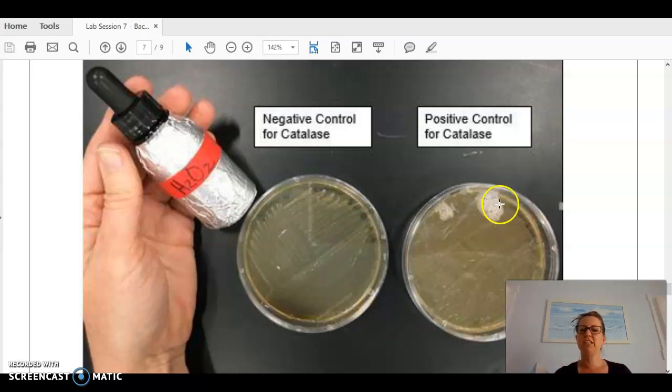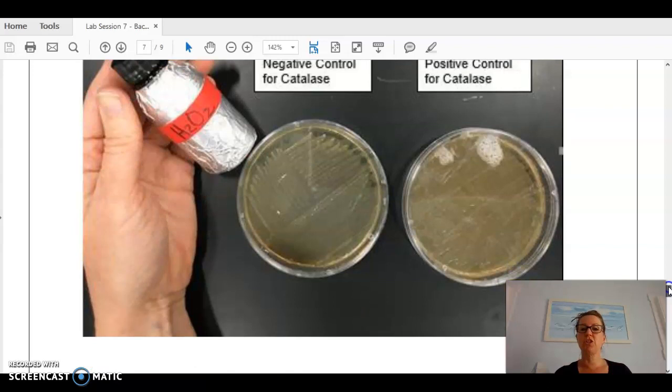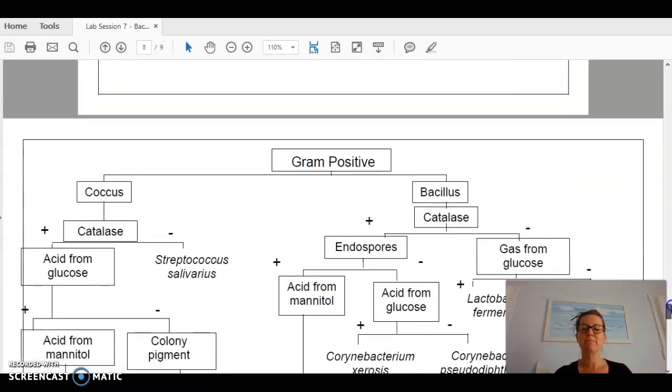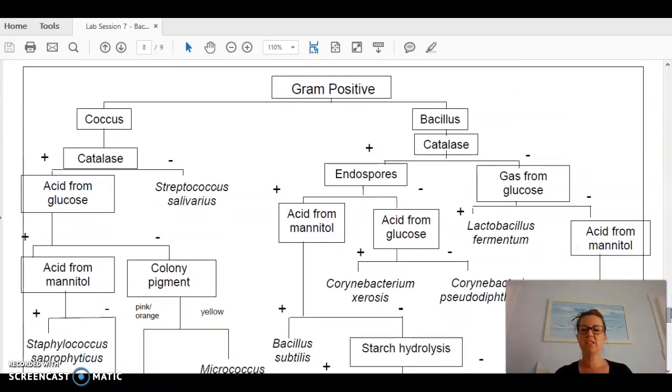But over here, you see it looks like maybe like your cat, or in our house, your ferret, threw up, and it looks kind of bubbly like that. So that shows us that your organism is making catalase, and it's breaking down hydrogen peroxide and making bubbles. If there are no bubbles, when you take a look at your results, then you know that it's negative for catalase. Then there's a super duper thing at the end called the dichotomous key.